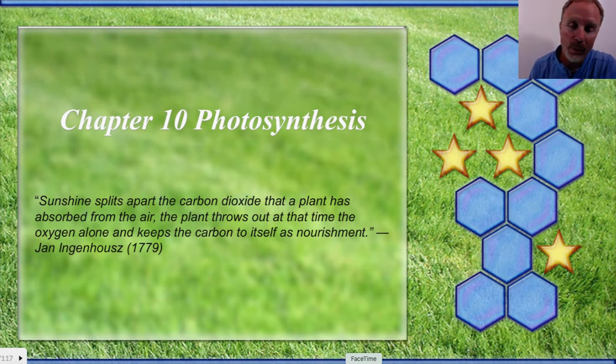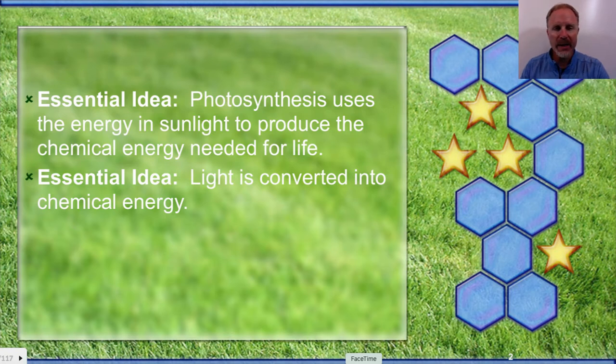Now, that's not what happens. Okay, so we're going to go through what actually happens. The carbon is used to make carbohydrates, and the oxygen actually comes from the splitting of water. Okay, so the main idea here is that photosynthesis uses the energy from sunlight to produce the chemical energy needed for life. That would be sugar molecules, and that light is converted into chemical energy.